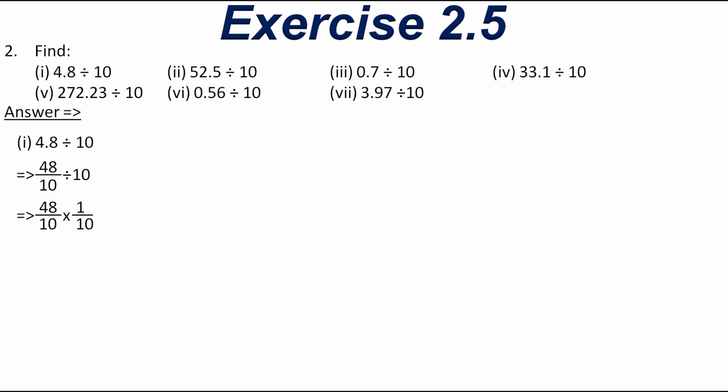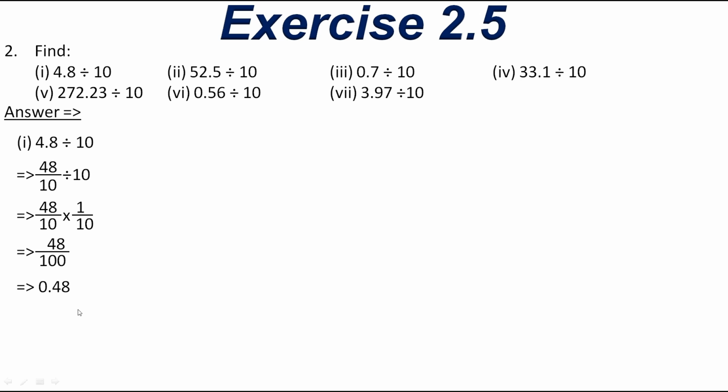Okay, now 48 ones are 48 and 10 tens are 100. So we got the answer 48 upon 100, which can be written in decimal format as 0.48. Why 0.48? Because in the denominator we have two zeros, so we have to put the decimal point just before 2 digits. Here we had written 48 upon 10. Why? Because here the decimal point was just before 1 digit. That's why we wrote 10 in the denominator.